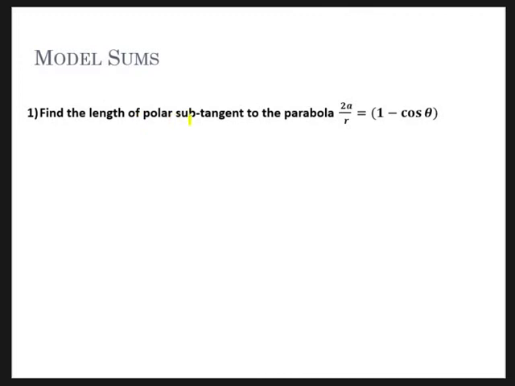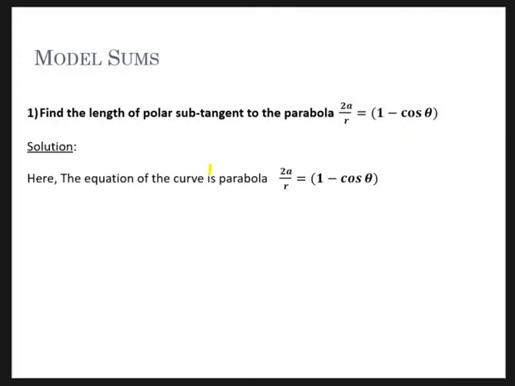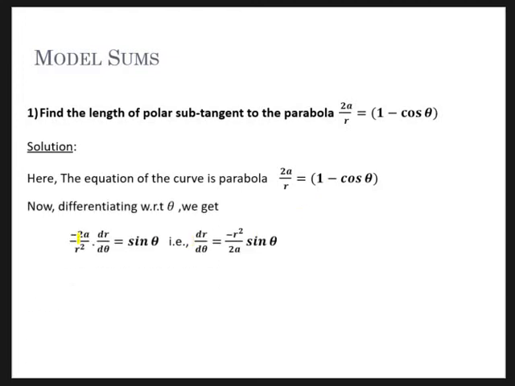Find the length of polar subtangent to the parabola 2a by r is equal to 1 minus cos theta. Here, the given equation of the curve is 2a by r is equal to 1 minus cos theta. Let us differentiate this with respect to theta. Then we get minus 2a by r square into dr by d theta is equal to sin theta.